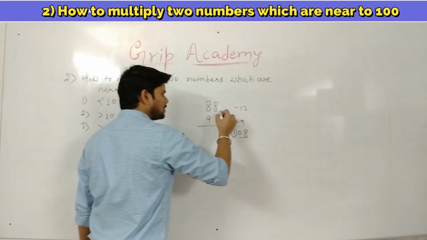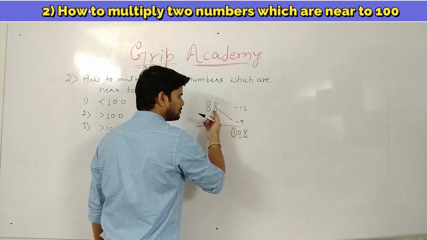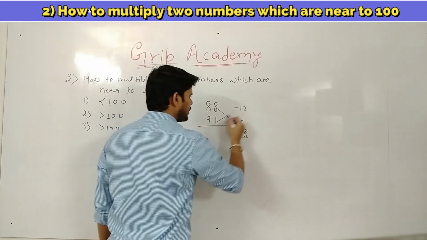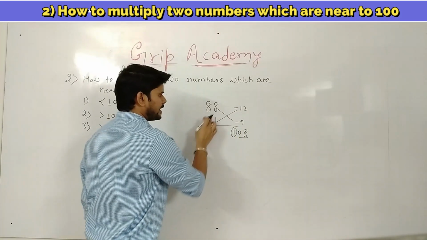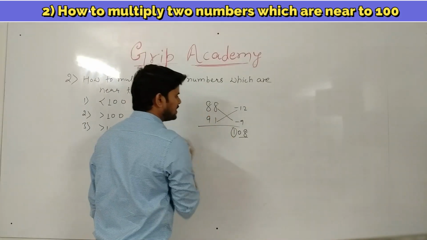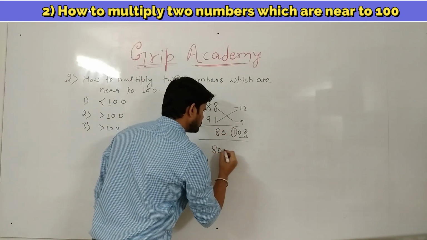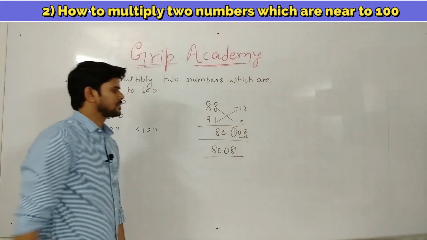Okay, now either you subtract this or you subtract this. So 88 minus 9, 88 minus 9 is how much? 79. 79 plus 1 this carry, so it will become 80. So answer will be 8008.